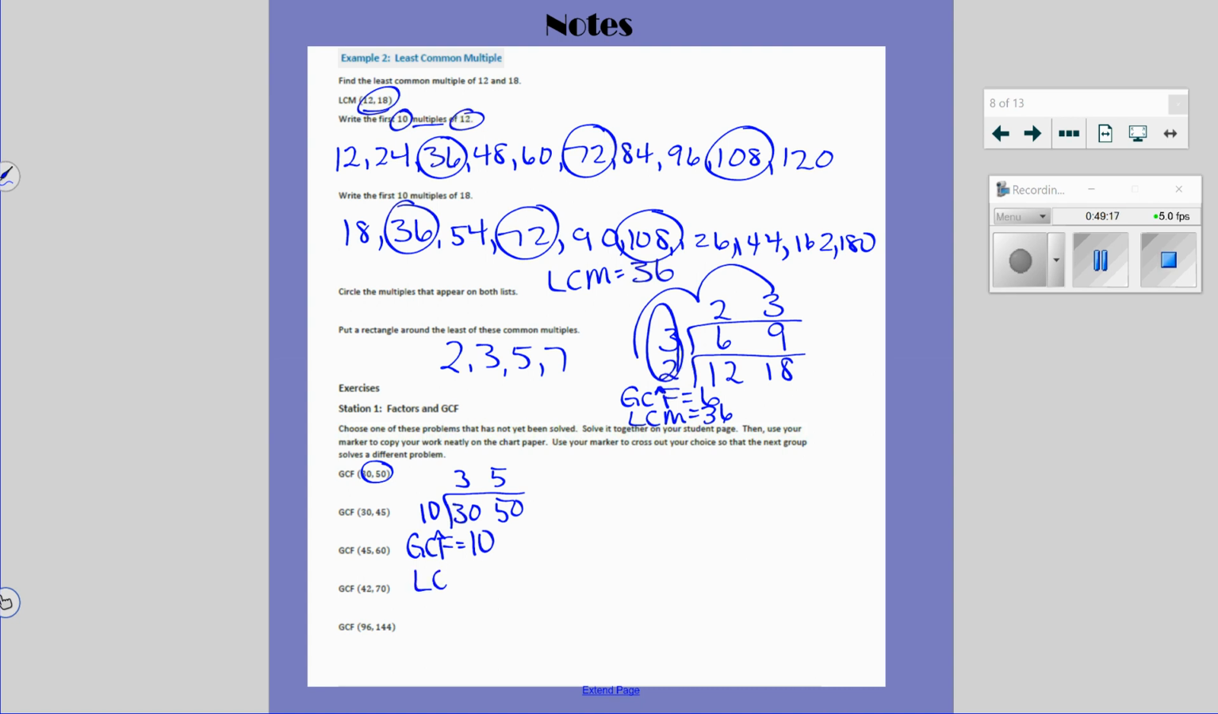My LCM, now another advantage, I can multiply in any order I want to, right? So for me, I'm going to make the math easy on myself. 5 times 3 is 15. 15 times 10 is?